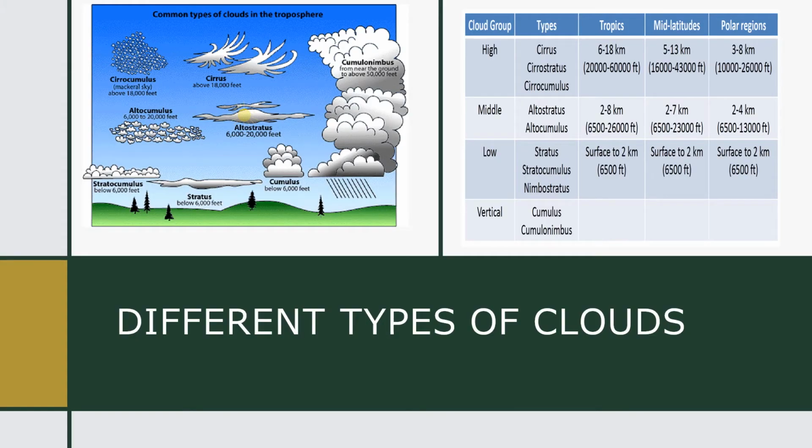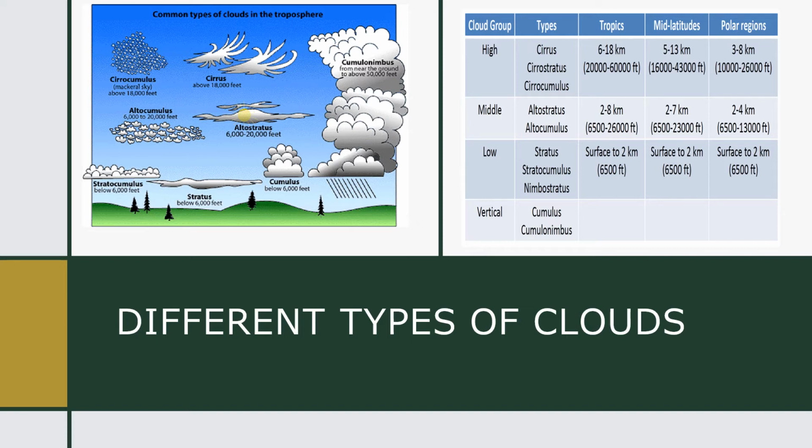These are the different types of clouds. One diagram shows the shape of the clouds. The other one shows how clouds are categorized. Clouds can be high clouds, which are cirrus, middle clouds, which begin with the word alto, low clouds, which have the word stratus in them, and they can be vertical clouds, which have the word cumulus in them.